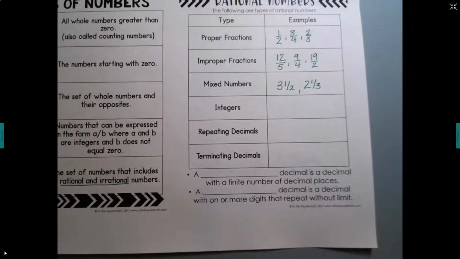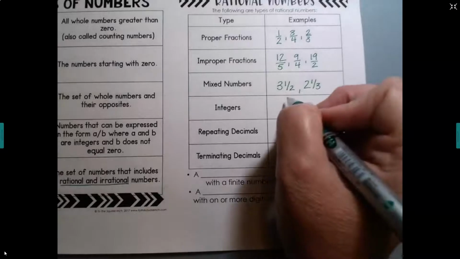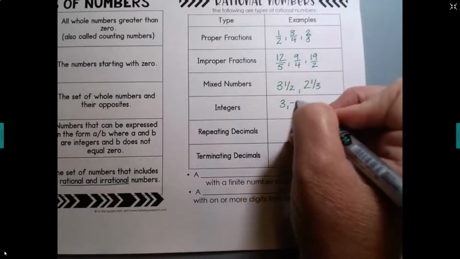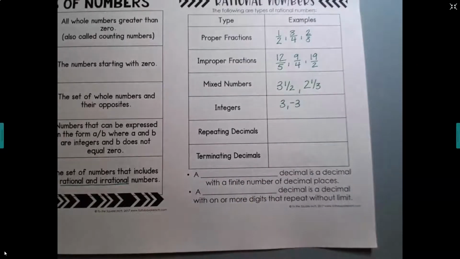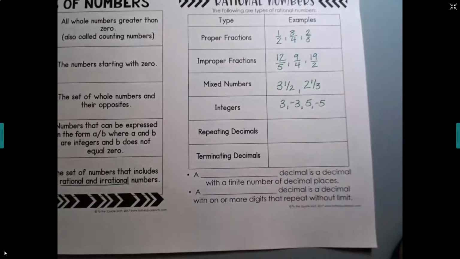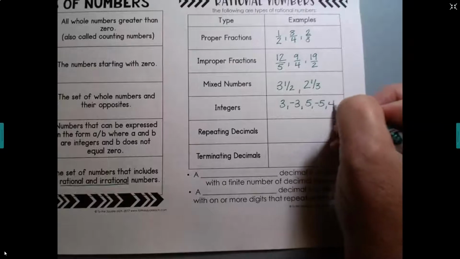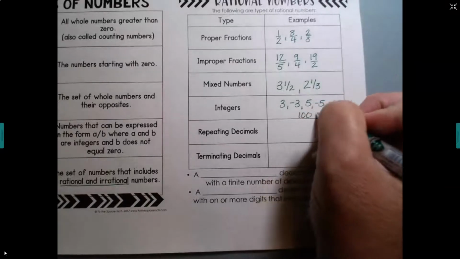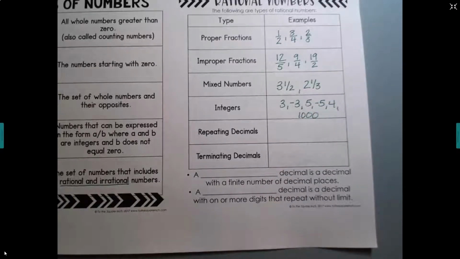Integers, remember an integer is a set of whole numbers and their opposites, so we could have 3 and -3. That's an integer and its opposite. We could have 5 and -5. We could have 4, we could have any number really, 1,000. All of those are integers.